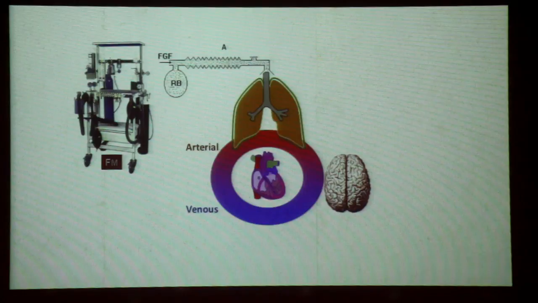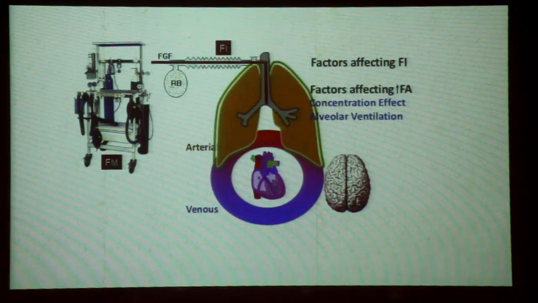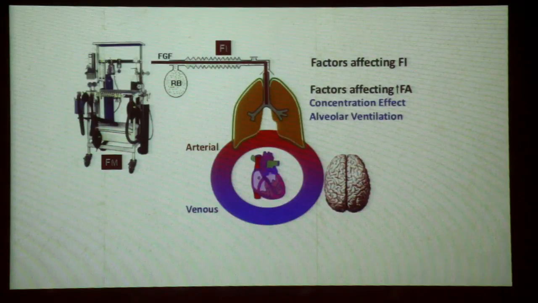So just to recollect whatever I have said, the factors affecting FI are again the fresh gas flow, the circuit capacity, the fractional inspired concentration, whatever you have given there, and the alveolar ventilation. The factors affecting the increase in alveolar tension are the concentration effect and the alveolar ventilation which we talked about, and the second gas effect which we talked about.